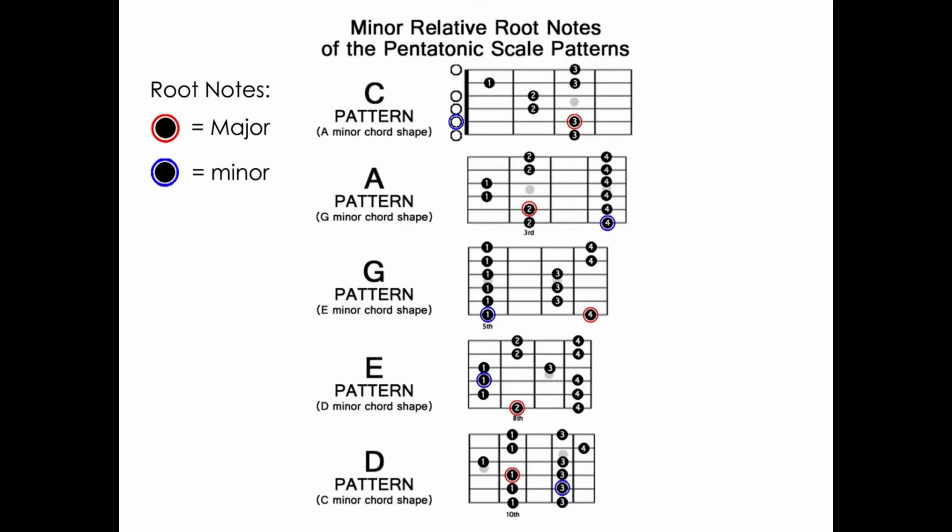Here is a diagram showing you the minor relative root notes of the pentatonic scale patterns, with the red circled notes being the major root note, and the blue circled notes being the minor root note for each pattern. The blue dots are now showing you the minor chord shapes that fit into each pattern. And you can see that the caged system is still at work here, but everything is just shifted back one, with the C minor chord shape being here, the A minor chord shape being in the C pattern, the G minor chord shape being the A pattern, E minor in the G, and D minor in the E.